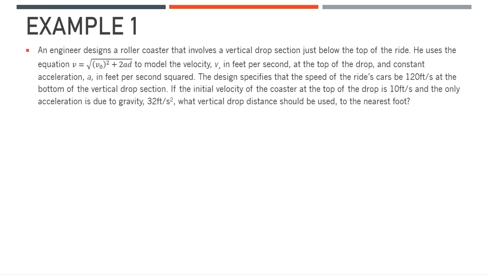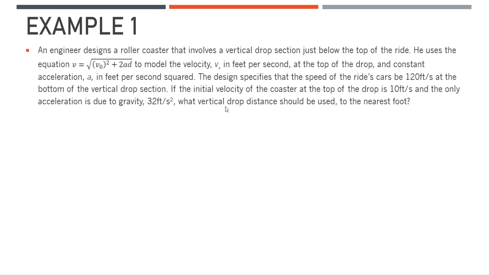He uses the equation to model the velocity v in feet per second at the top of the drop and constant acceleration a in feet per second squared. The design specifies that the speed of the ride's cars be 120 feet per second at the bottom of the vertical drop section. If the initial velocity of the coaster at the top of the drop is 10 feet per second, and the only acceleration is due to gravity, 32 feet per second squared, what vertical drop distance should be used to the nearest foot?